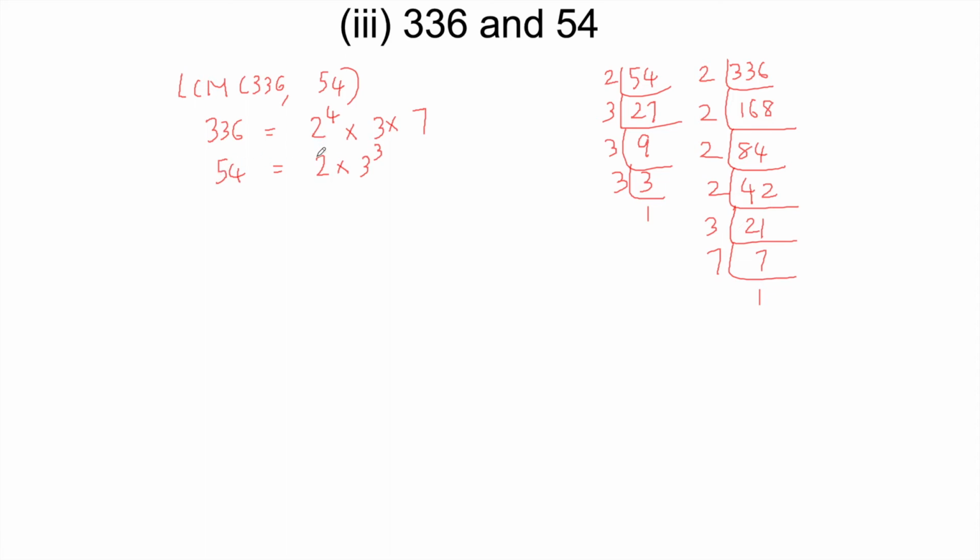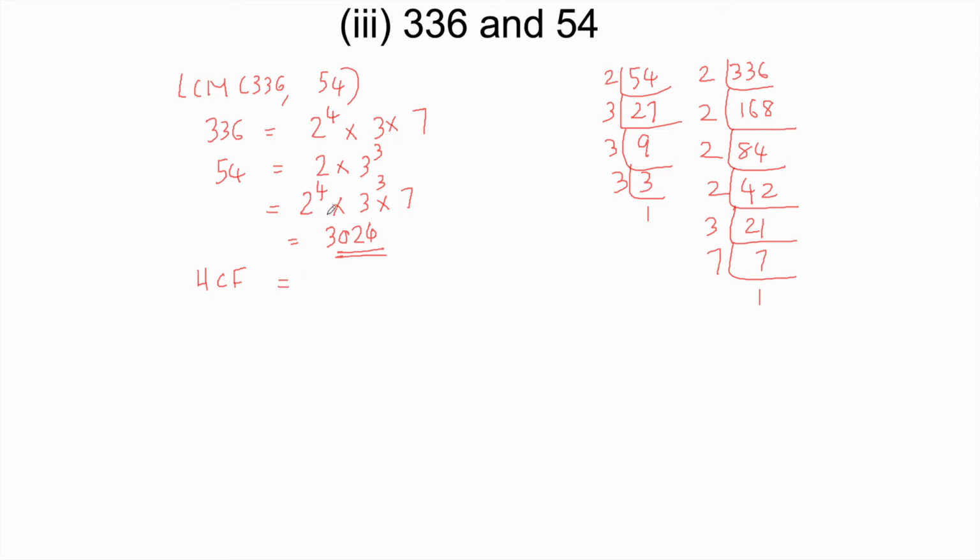And for LCM, we have to consider each and every prime factor. First, we are taking 2 here and the greatest power of the prime factors. For 2, what is the greatest power? It is 2 raised to 4. Then next 3. For 3, the greatest power is 3 raised to 3, 3 cube. And the next prime factor is 7. And LCM of this number is 3024.